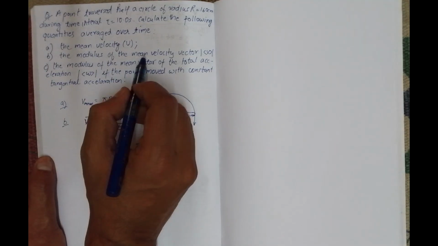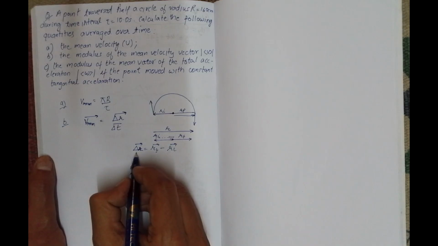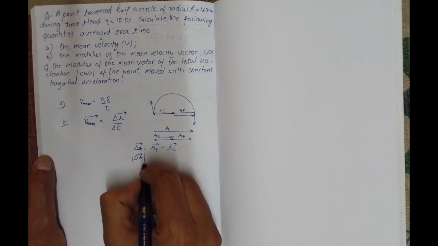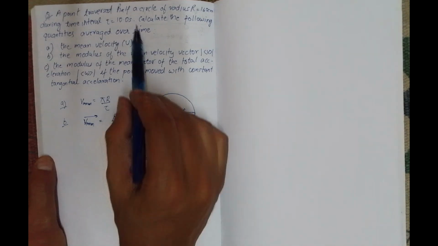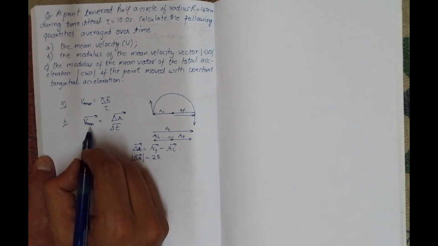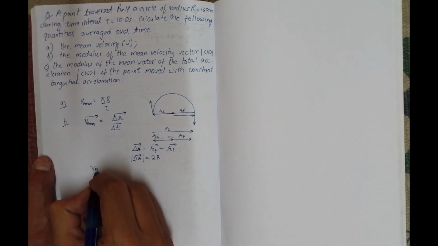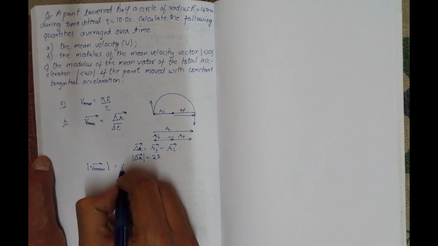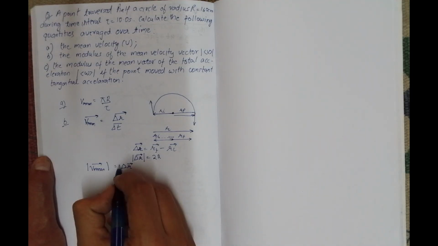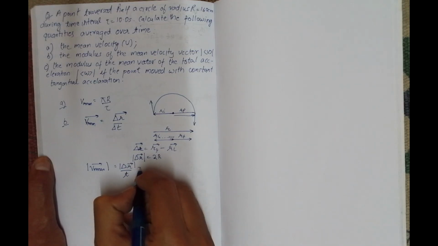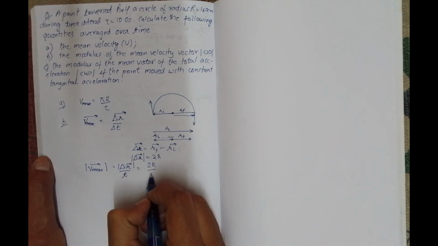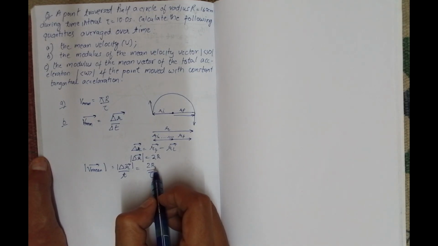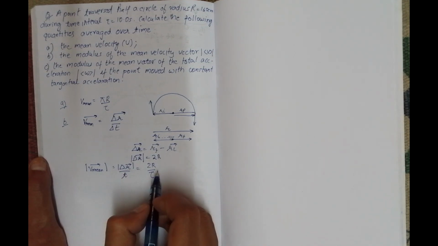So the modulus of the mean velocity vector will be equal to the modulus of this, which is 2R over the time taken, which we know is 10 seconds. So the modulus will be equal to 2R by tau. Tau is 10, R we know is 160 centimeters. We can calculate the modulus of the mean velocity vector.